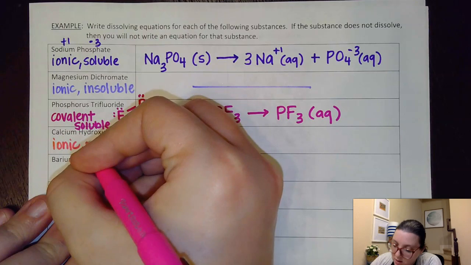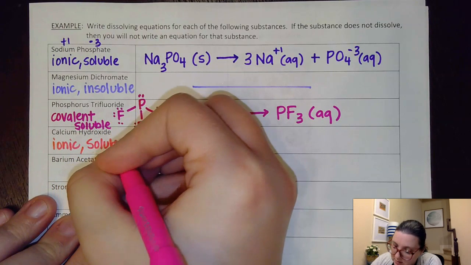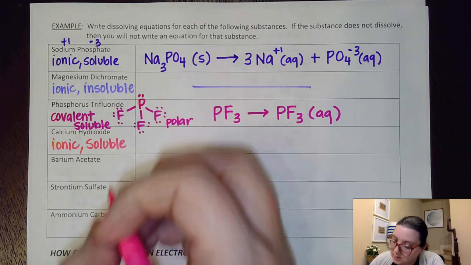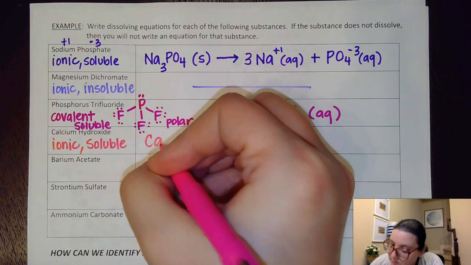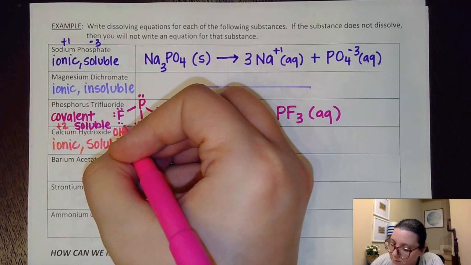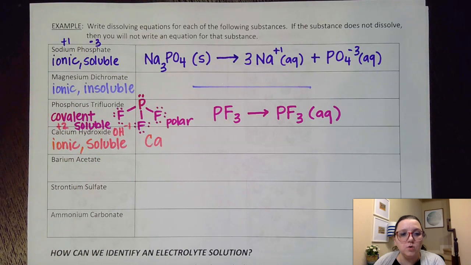So in being soluble, that means I can write a dissolving equation for it. And because it's ionic, it would dissolve and split into ions. It would dissociate into ions. So I'm going to have calcium. I know calcium is +2. Hydroxide is -1.